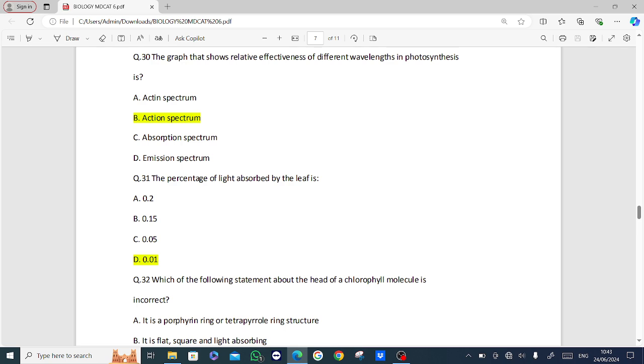Next MCQ is, the percentage of light absorbed by the leaf is? Options are 0.2, 0.15, 0.05, 0.01. Answer is option D, 0.01.